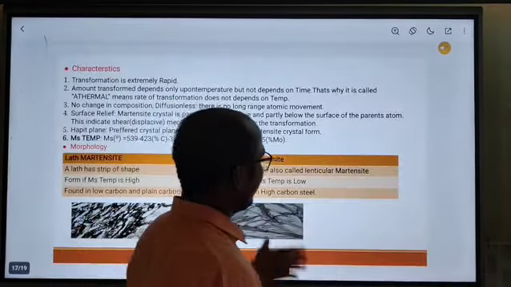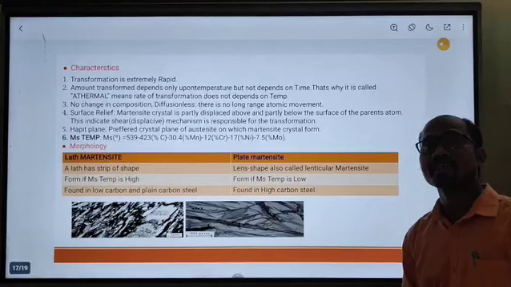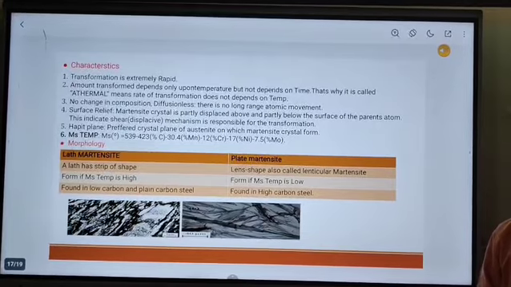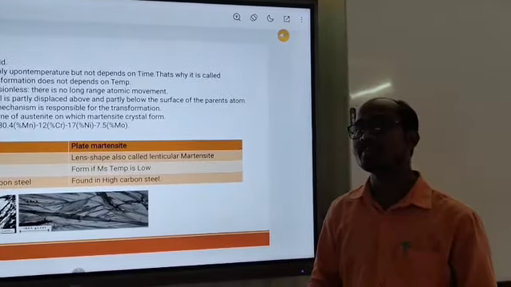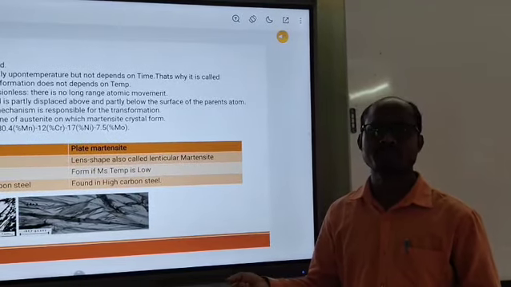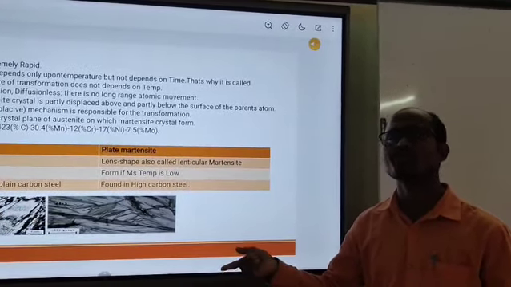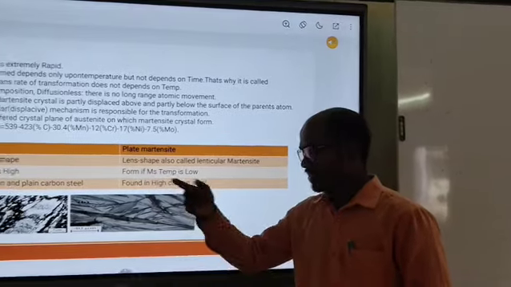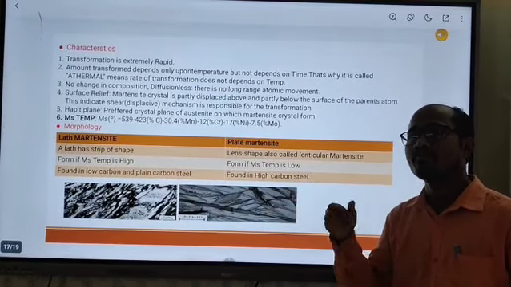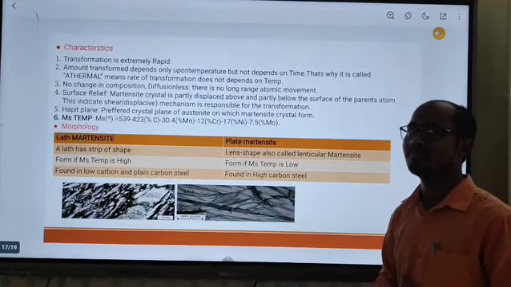Another is the MS temperature. Lath Martensite is obtained when the MS temperature is high. When will we get a high MS temperature? When the carbon percentage is low, either low carbon, like 0.02% carbon, or medium carbon, maximum 0.2 to 0.3%. So the MS temperature is high in low carbon steel and medium carbon steel. So we get lath Martensite in low carbon and medium carbon steel.